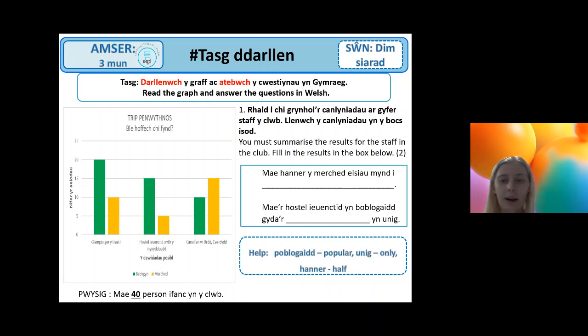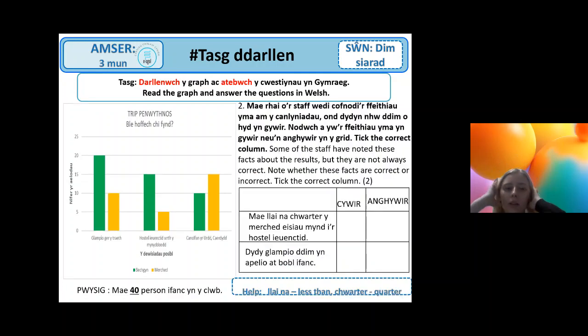Okay, so if we move on, the second part of the question says, ticiwch cywir neu anghywir. So ticiwch, if you remember, is tick, cywir is true, anghywir is false. So some of the staff have noticed facts about the results, but they are not always correct. So your task is to darllen y datganiadau, read the statements, and decide if these statements are true or false. So I'm going to give you 2 minutes to answer these questions.